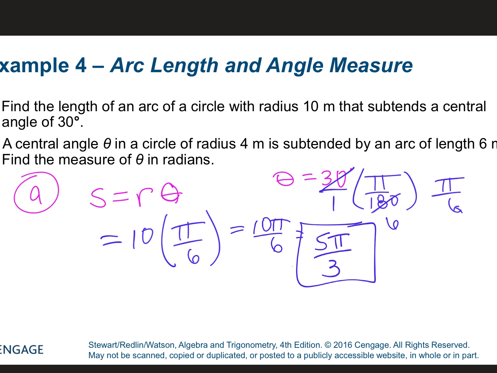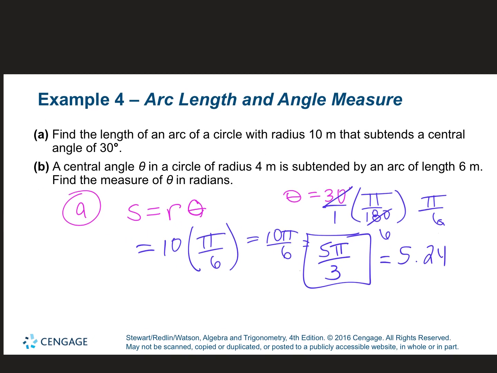Okay, now, if they ask you to leave your answer in terms of pi, that means pi should be in your answer. If they say to round to a specific decimal, everybody's calculator has a pi button. You can hit 5 times pi, enter, and then divide by 3. Tell me what you get in 2 decimal places. 5 times pi divided by 3. What do y'all get? 5.236. So 5.24? Yeah, this isn't rounded, so that's rounded. And we're talking about meters.